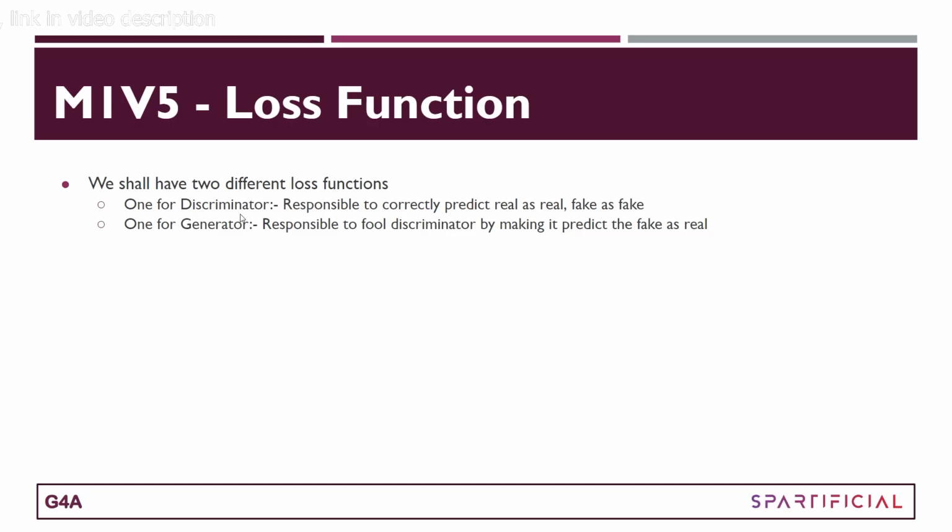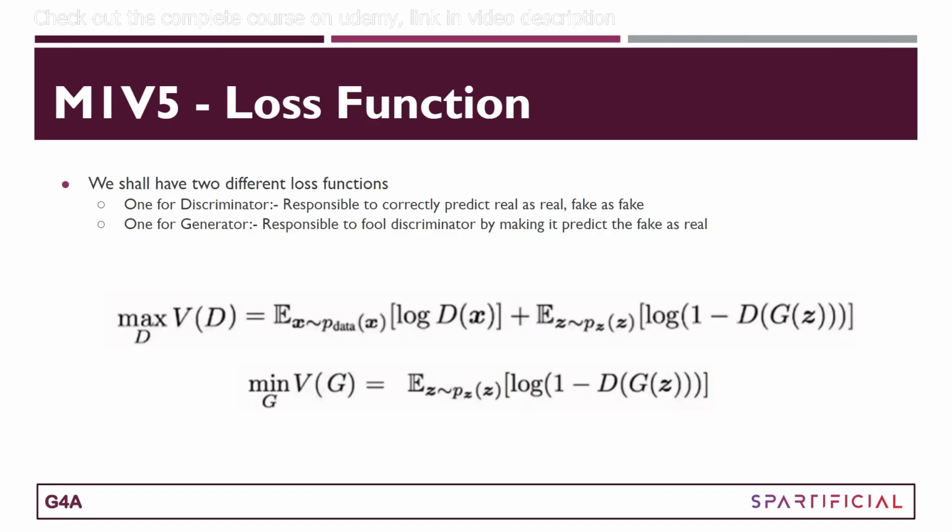For the discriminator, it is responsible to correctly predict real as real and fake as fake. For the generator, it's responsible to fool the discriminator by making it predict the fake image generated by the generator as a real image. So that's something that we have already covered from our previous video, but just a quick recap. And that's how the loss function is going to look that we are going to use for the training part.